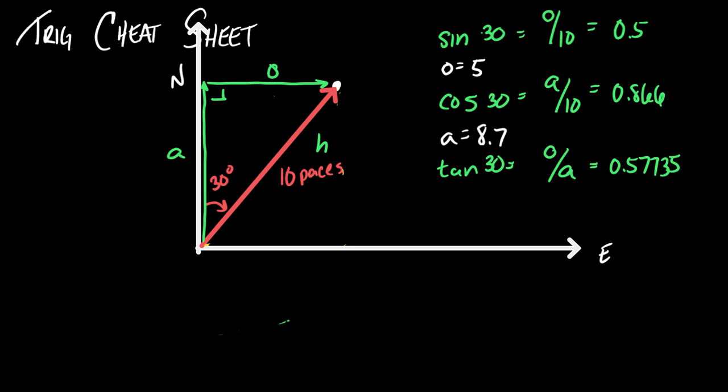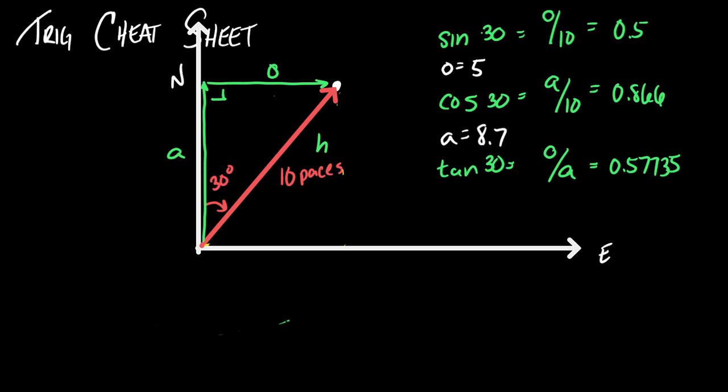Now here's the thing. You can't make a mistake if you do this last thing. When you're done with all of that, you will have a trig function that has two unknowns in it. This will be like this every single time. That's the trig function you use to check your work. 5 divided by 8.7 had better be 0.57735. It's how you make sure you didn't screw up.